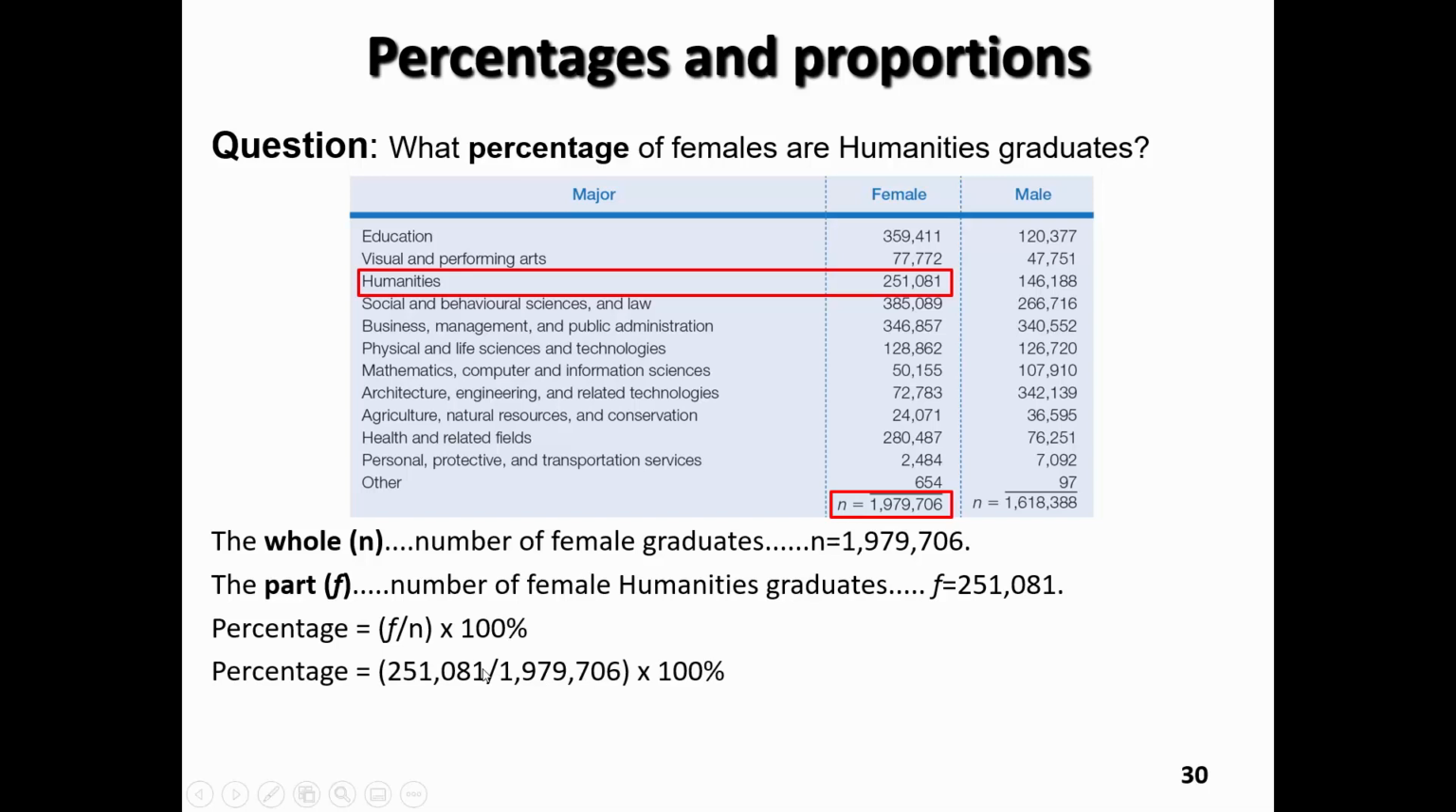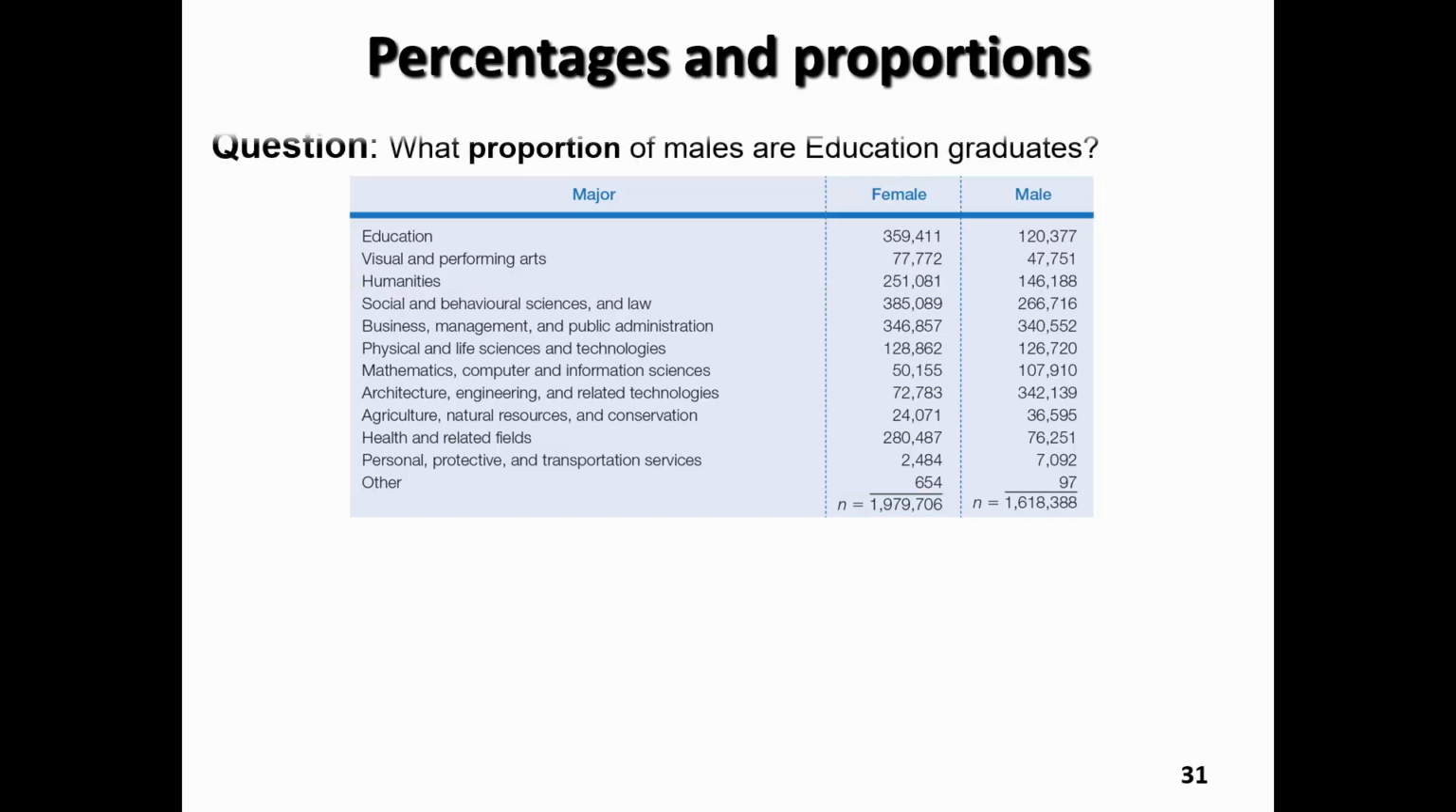And so just by substituting the total number of female humanities graduates into the equation, as well as the total number of female graduates overall, and multiply that final number by 100%, we have a final value of 12.68%. The next question is slightly different.